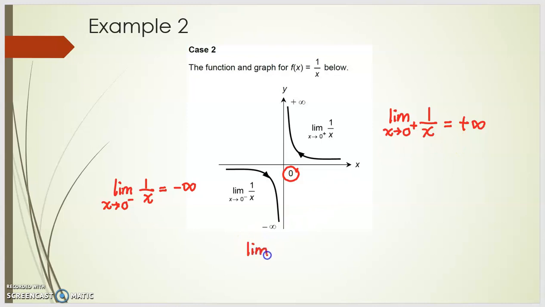So the limit as x approaches 0 for the function 1 over x: since one is negative infinity and the other is positive infinity, the limit as x approaches 0 does not exist. In order for a limit to exist, the left-hand limit must be equal to the right-hand limit. In case number 2, the limit from the left-hand side and the right-hand side are not equal.